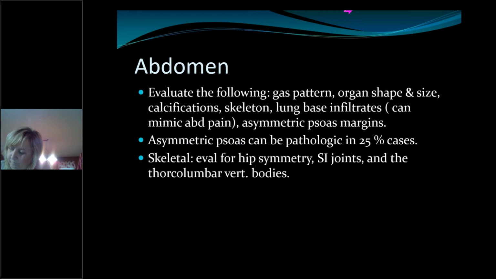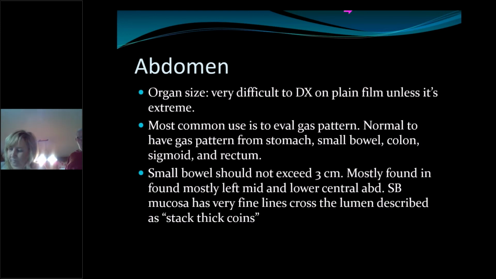Looking for asymmetric psoas margins, which, as a guy who's done spine for 20-some years, I've never seen. They talk about it pathologically 25% of the time, so I'm 0 for 25 because I've yet to see asymmetric psoas margins. You can also see skeletal structures, SI joints, thoracolumbar vertebral bodies. Organ size, again, is very hard to diagnose on plain x-rays unless it's significantly extreme. I think it's helpful to look at bowel gas pattern. You're always going to have some stool and gas in the stomach and in the colon, because most people don't walk around in an NPO status.